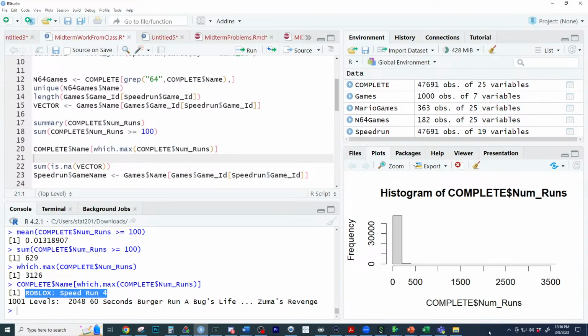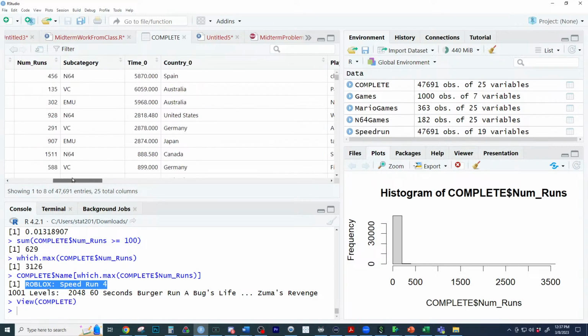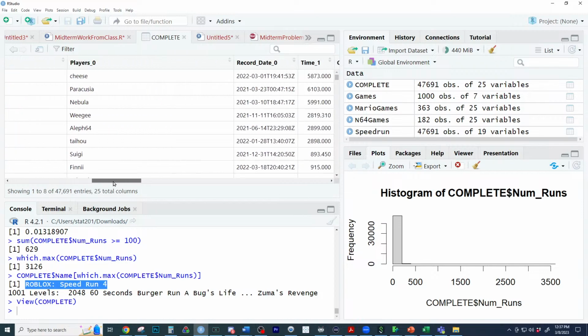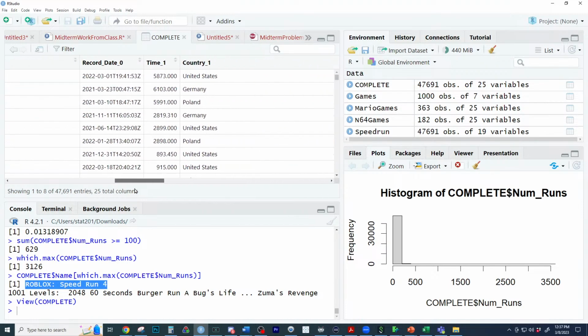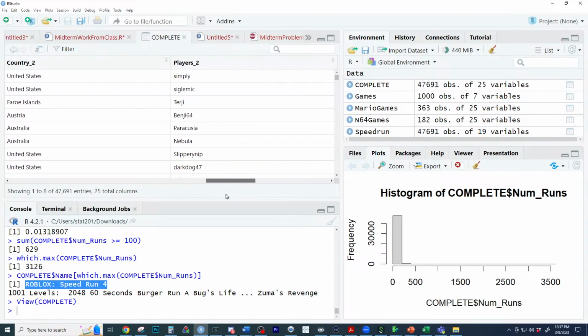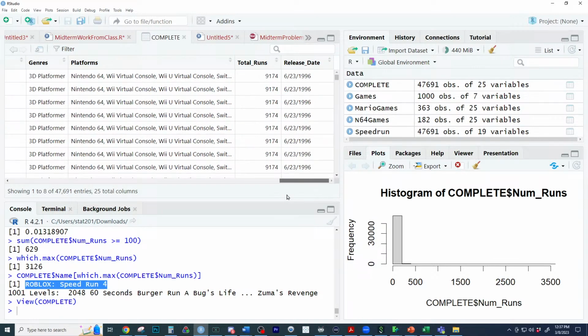So we didn't know that till we did this. It would have been interesting to tell Cosmic that yesterday. He probably would say, yeah, Roblox. People play a lot of Roblox, but Roblox Speedrun 4 is apparently the most speedrun game there is, and that's a little bit shocking. I really would have thought it would have been Mario games or stuff, because that's what I watch. So you always think, oh, it's the thing I do.